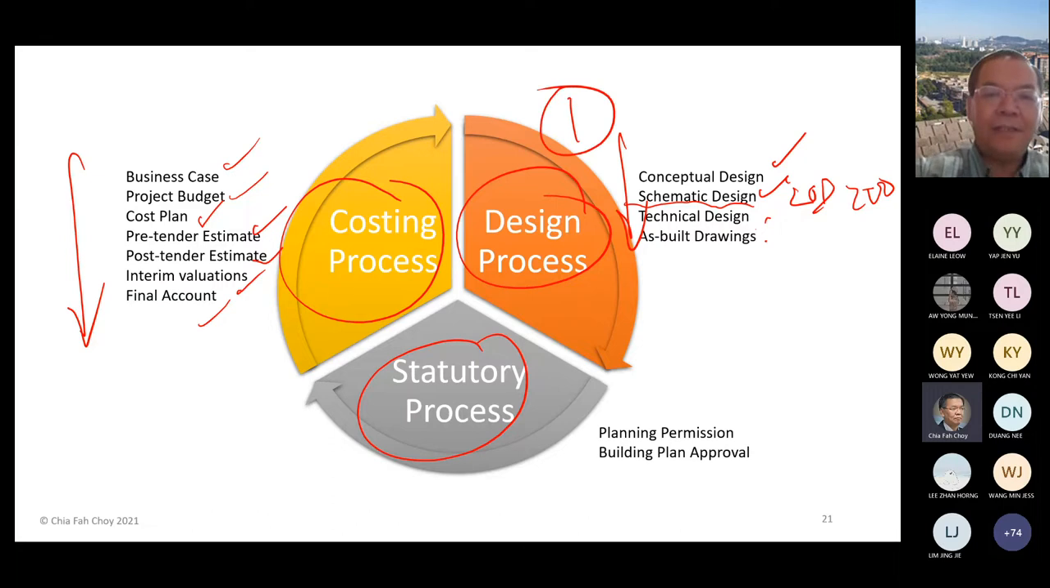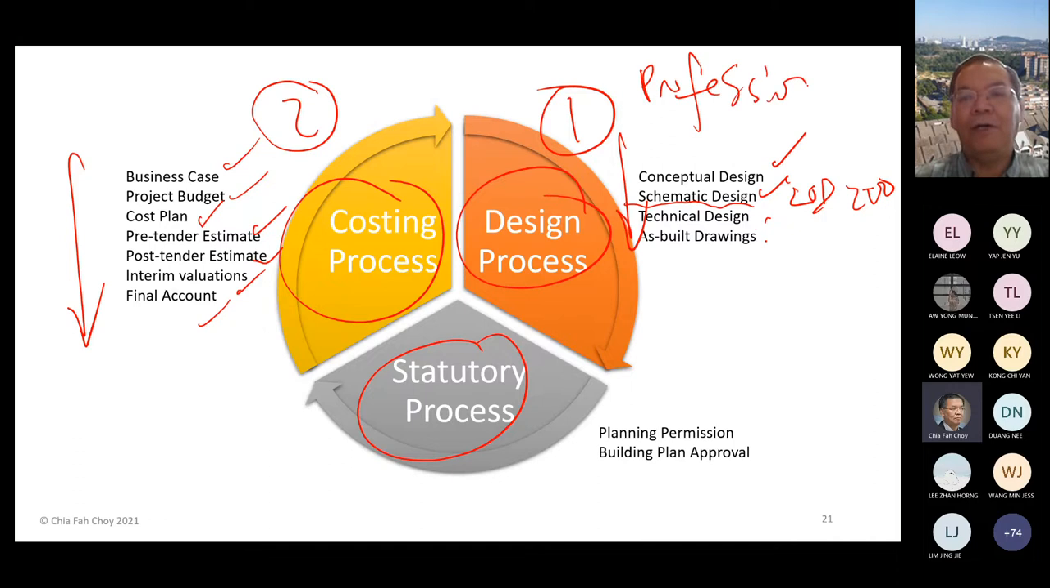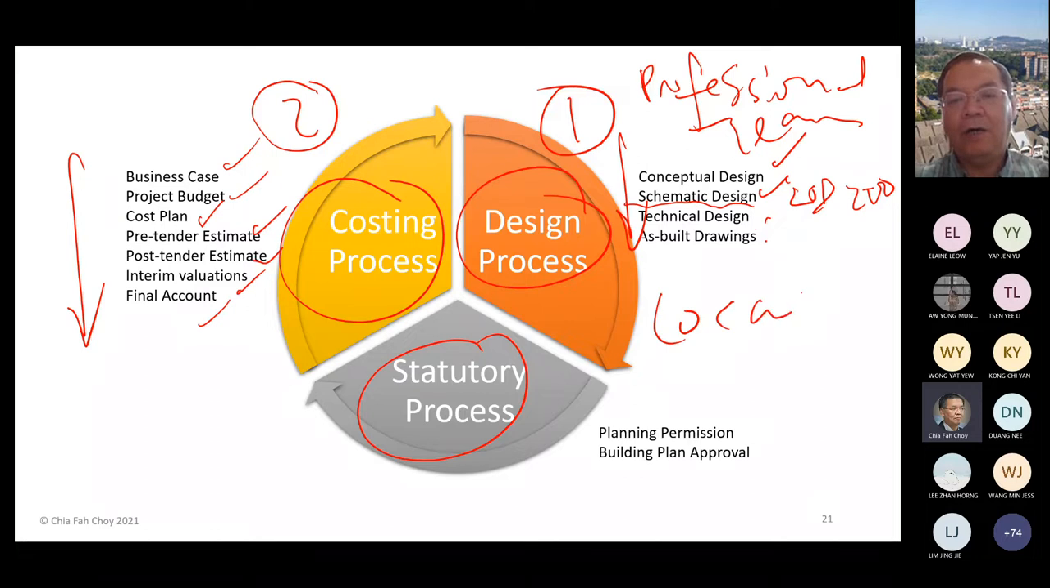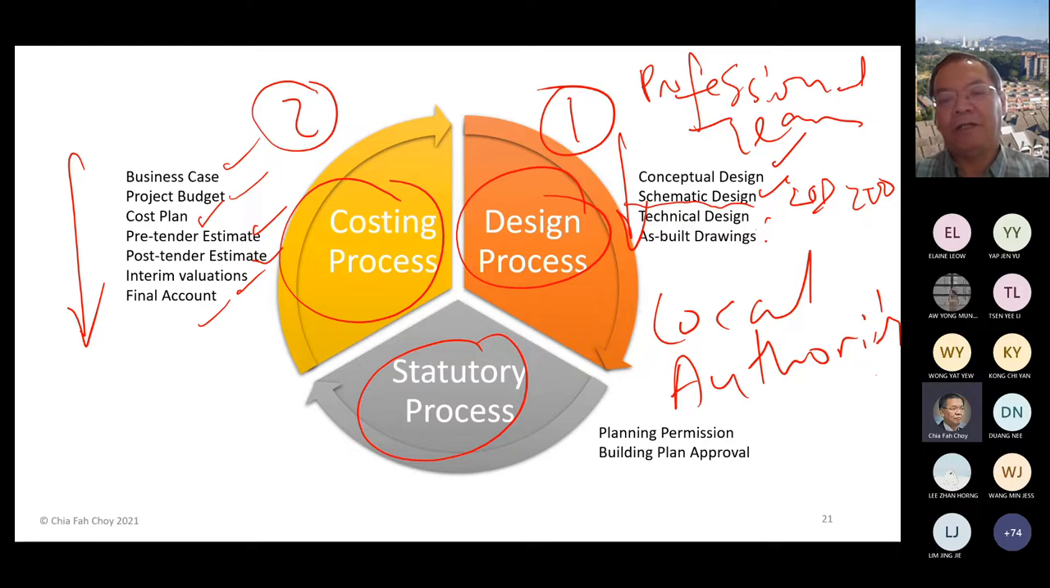Now, other than these two components done by the so-called consultant or professional team, there's another very important component, that is the statutory process. The statutory process is the process involved with the local authority, or we call it the government. That is a governing body, the local authority. Any construction work you want to carry out at any site, you need to apply for the development order and get the planning permissions.